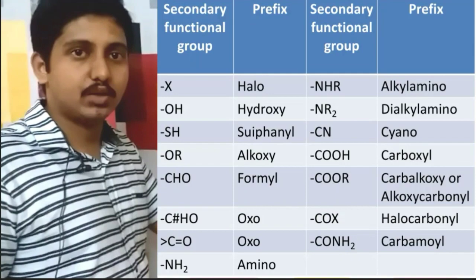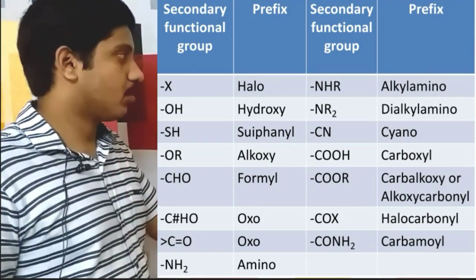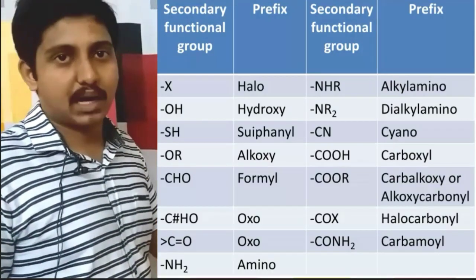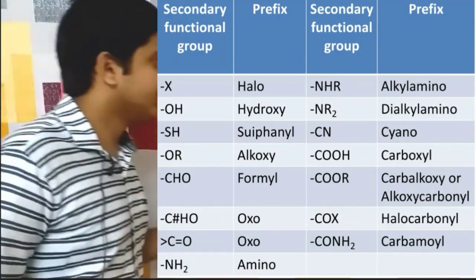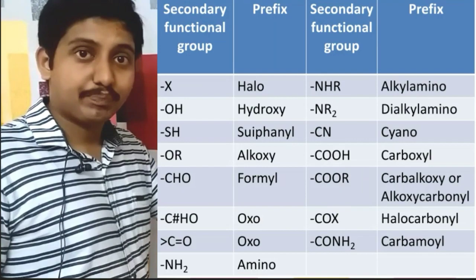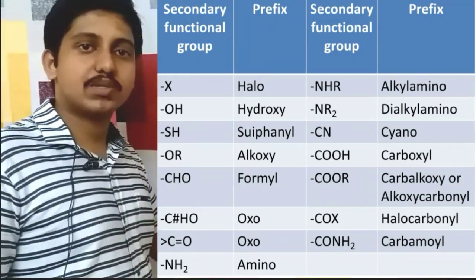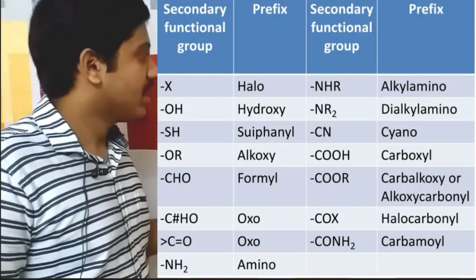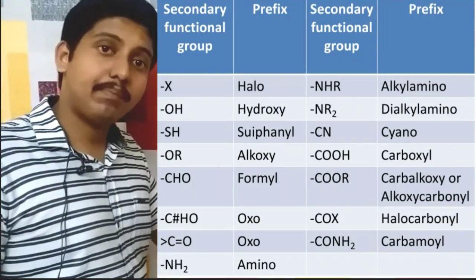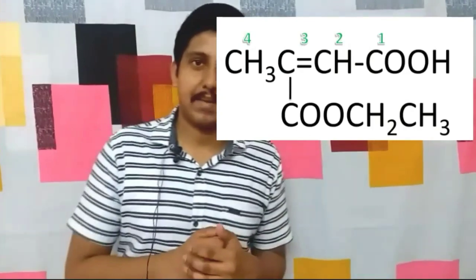If carboxyl group or carboxylic acid group comes as the prefix, then carboxyl. If COOR, ester group, comes as the prefix, then alkoxycarbonyl or carbalkoxy. Carbalkoxy is more right. Then comes COX, that is if acyl halide comes as the prefix. How to name it? Halocarbonyl. That is, if COCl, it means chlorocarbonyl. And similarly for CONH2, that is the amide group, comes as the prefix, meaning carbamoyl. Carbamoyl. Okay.